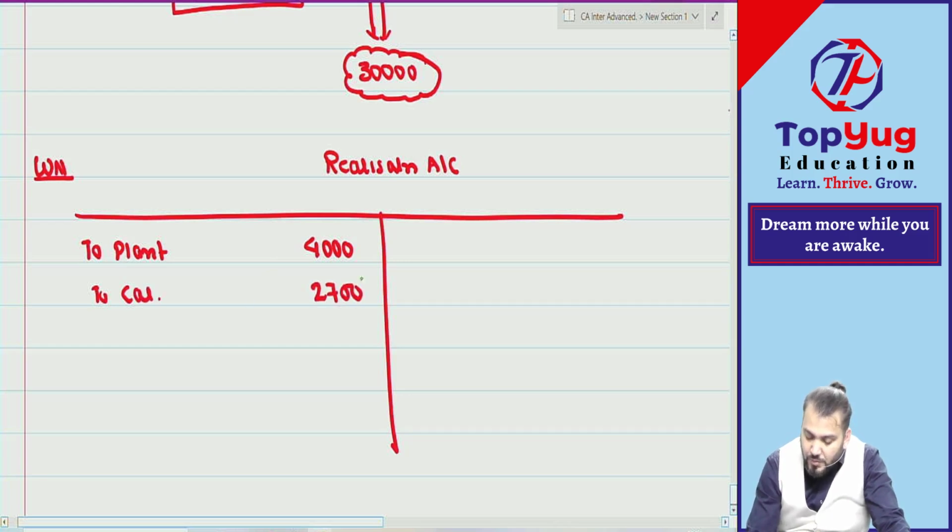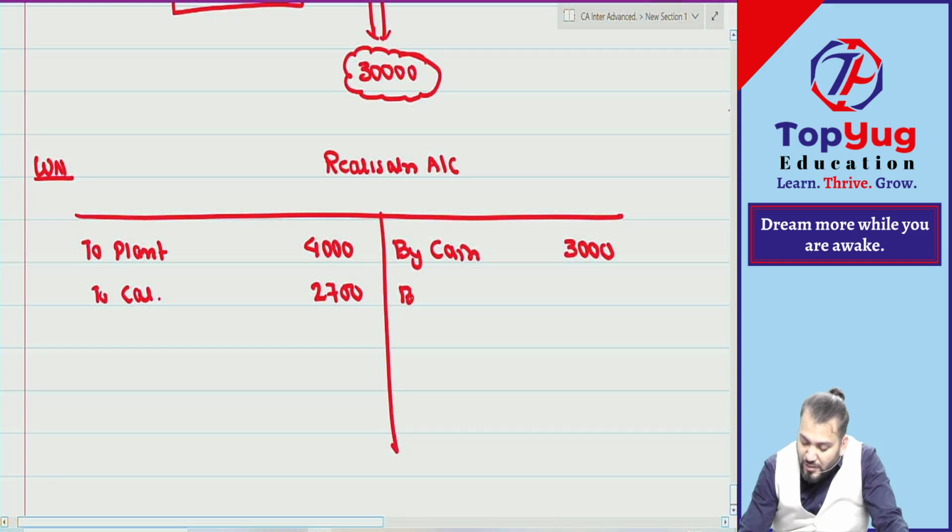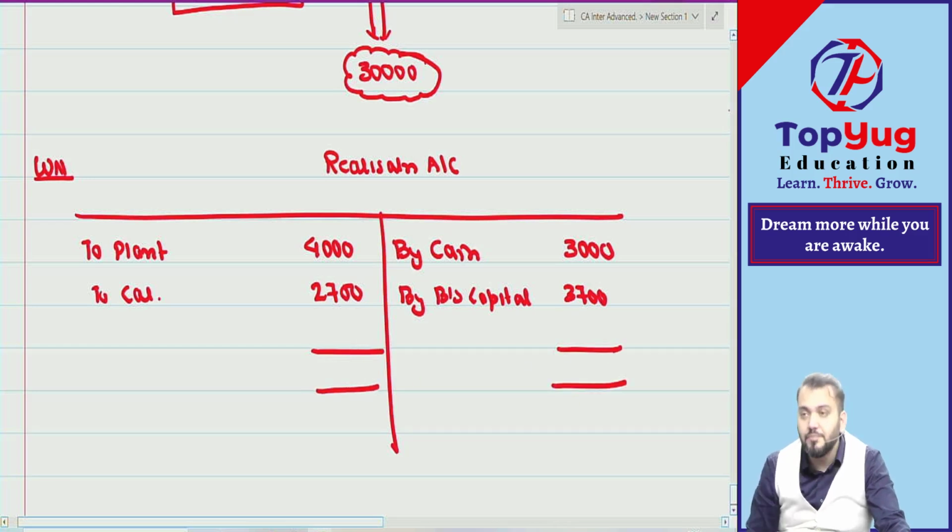Correct? Now, plant was sold at what? So cash 3,000. Understood? Correct. And it was taken over by whom? B's capital account, how much? But what is the realization gain or loss? Okay, no realization gain or loss. Done.